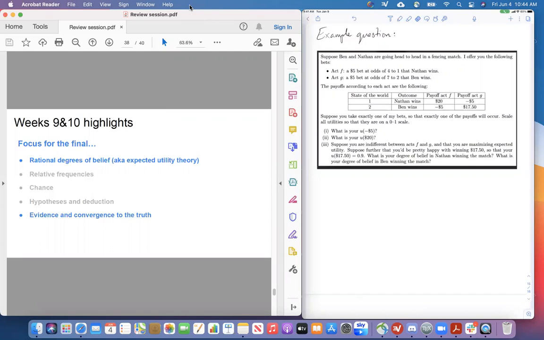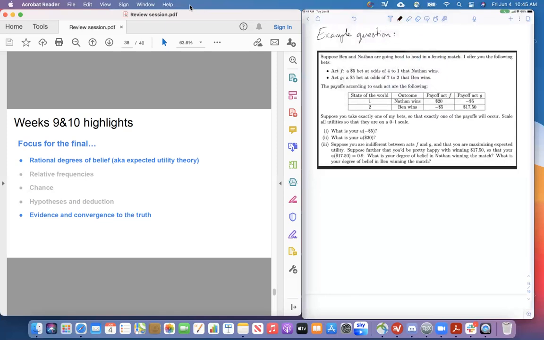Act G, if you make the bet in Act G, Act G is a bet on Ben winning, but Nathan wins. That corresponds to this cell in the table. You're going to lose your stake, $5. And if you make the bet in Act G, so finally this fourth cell, so you bet on Ben, and in fact Ben wins, then you'll win 1750. That's what the odds mean. So they are the payoffs.